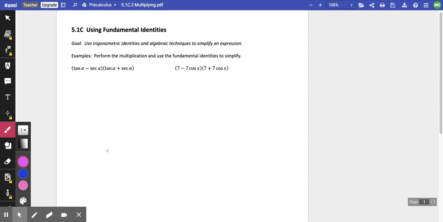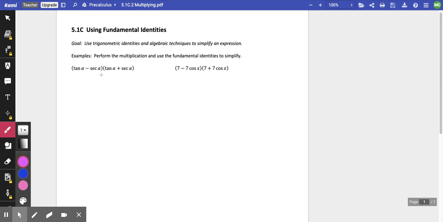Occasionally, the best technique to use is to multiply two expressions together within whatever you're working with here. So here are a couple examples where multiplying might be a good idea. Here's how I know that multiplying is a good idea on this first one. I've got a tangent and a secant playing together with pluses and minus signs between them.